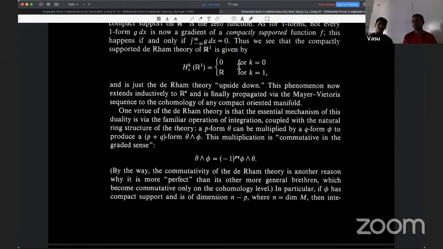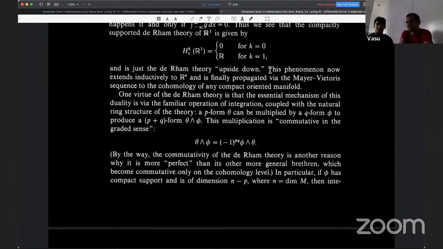for now, you can look at what the groups for the compact support look like, and it's an amusing observation that they just look like the same cohomology groups but upside down. So everything that was in the lowest degree is now showing up in the highest degree, and vice versa, which is part of the duality, in fact.